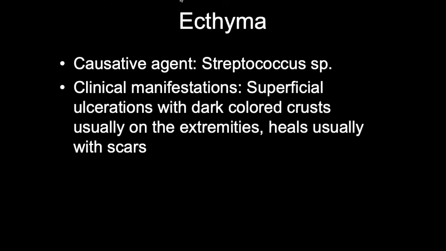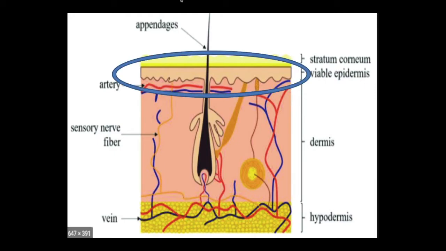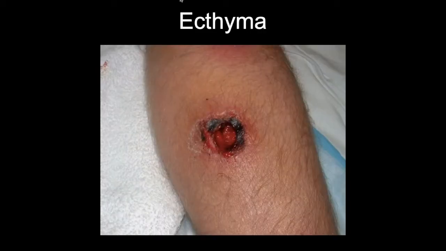The next infection we're going to talk about is ecthyma. These lesions are described as superficial ulcerations underneath a dark brown or black crust. Common sites are the extremities. Now, in ecthyma, the affection is not only the epidermis but also the upper part of the dermis, hence producing an ulcer. So, patients' lesions heal with resultant scars.